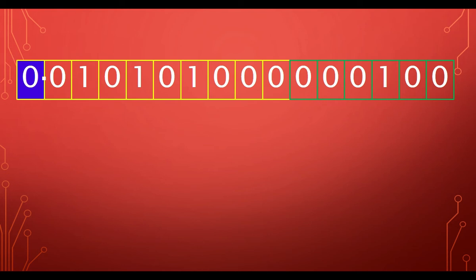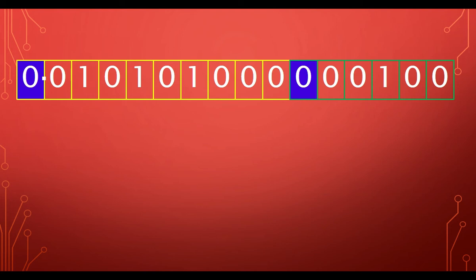We can also see that the exponent is positive because the leftmost bit is 0. A positive exponent indicates that the binary point should be floated to the right. If the leftmost bit was 1, instead we would have a negative exponent, indicating that the binary point should be floated to the left.